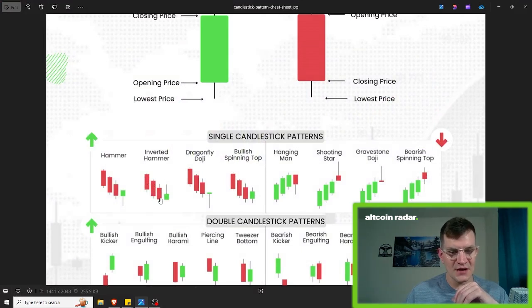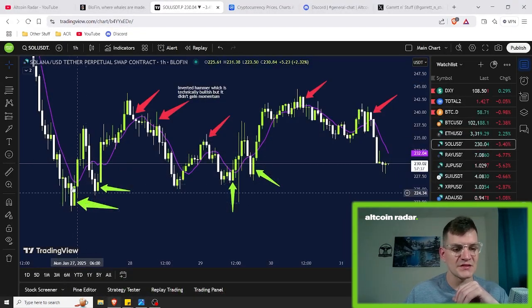It's at the bottom of a downtrend, and then the next candle opens up, and that's where you find your inverted hammer candle. It starts after that, okay? And usually you can find these at the bottom of downtrends, and you can see them right here.